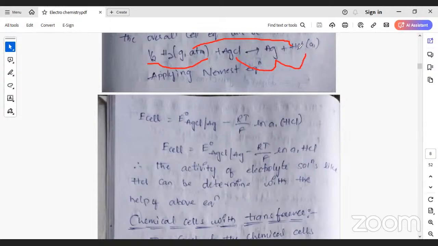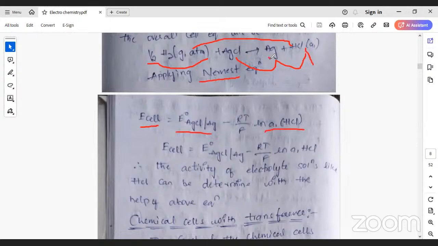Both oxidation and reduction take place in a single reaction, that is called a redox reaction. So for this redox reaction, we are going to apply the Nernst equation. That is E cell is equal to E naught of cell minus RT by F ln activity of the products. Here the product is HCl.